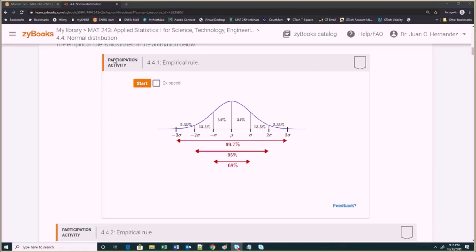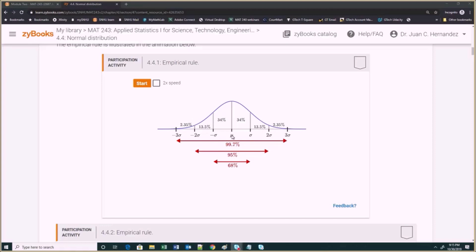Right. So, in other words, if we had a normal distribution like this with the mean centered here, then we expect right about 68% of the values fall within 1 standard deviation of the mean, and 95% of the values fall within 2 standard deviations of the mean, and 99.7% of the values fall within 3 standard deviations of the mean.